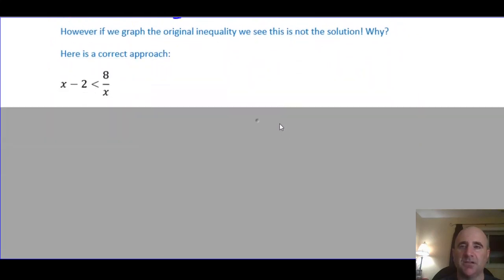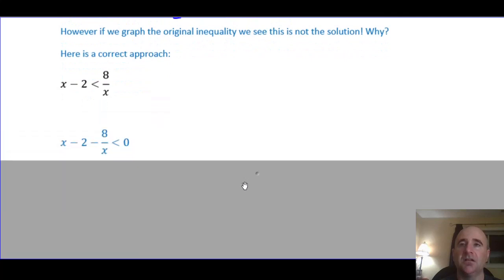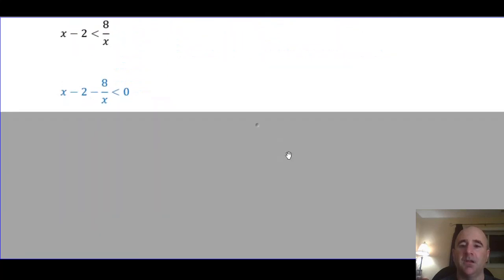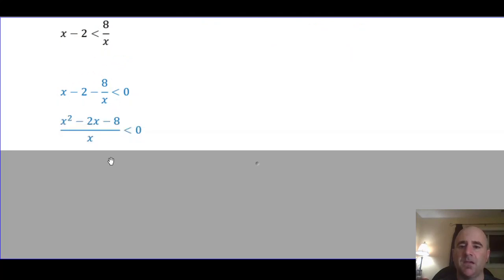Okay, starting with (x - 2)/(8x), I get that right there. Okay, this can be simplified using a common denominator. If I multiply x minus 2 by x, I can write it as (x² - 2x - 8)/x, all less than 0.